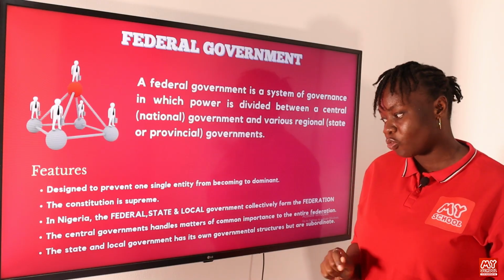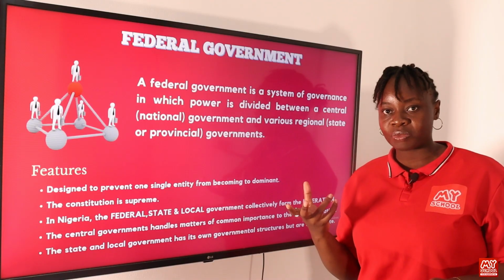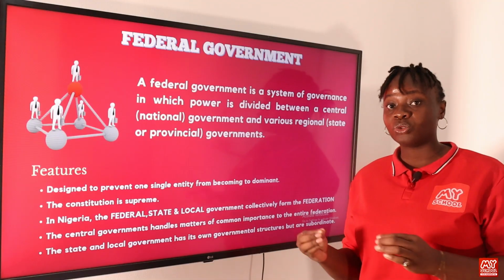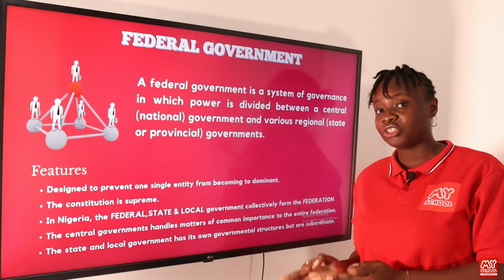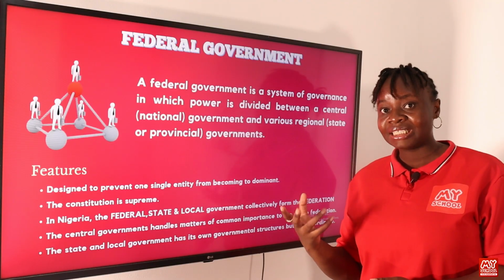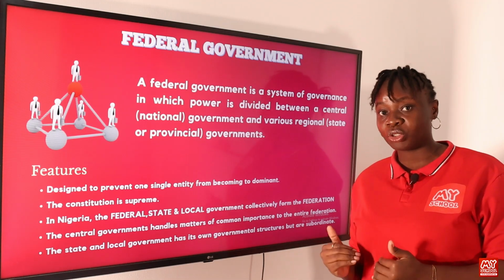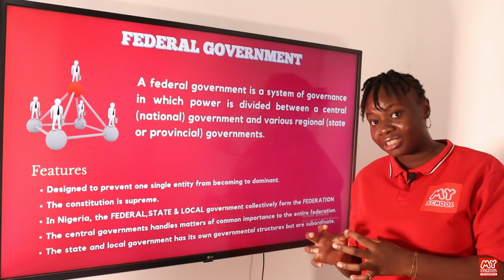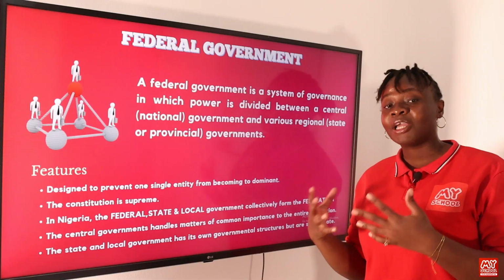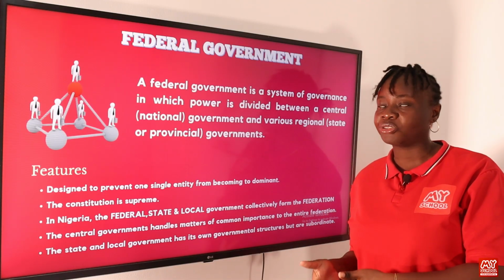But the state and local government has its own governmental structure, but are subordinate to the federal government. And this state government and local government handle issues that are specific to their jurisdiction, but they are also subordinate to the central government. That means sometimes they receive policy direction from the central government that they have to implement within their states, while they still have that authority to make laws, to implement policies based on the needs of the people within their jurisdiction.